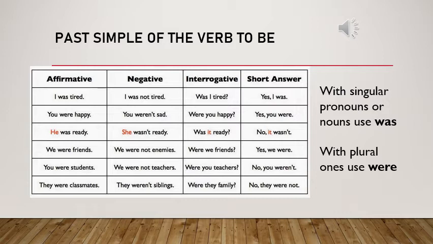How do you start the question? You start your question with was or were. It depends on the pronoun that you have after them. Okay, what about the answer? You start with yes, I was, if it is a positive answer, or for example, you can say no, I wasn't. It depends on the question. For example, take the third one, he was ready. How do you make a question? Was he ready? So you have to bring was at the beginning. And then the answer could be yes, he was, or no, he wasn't.